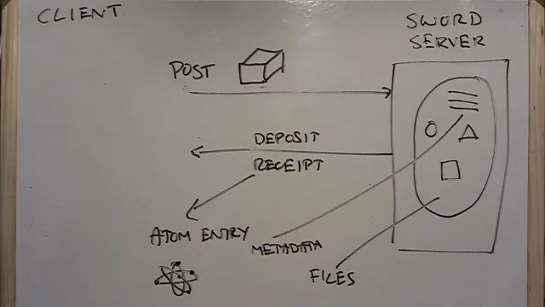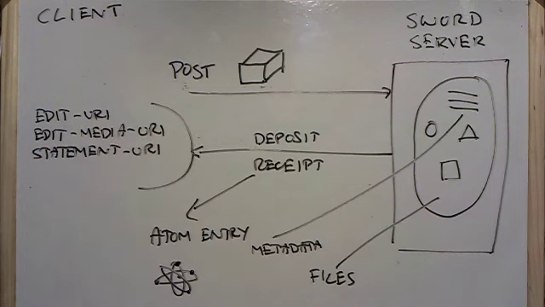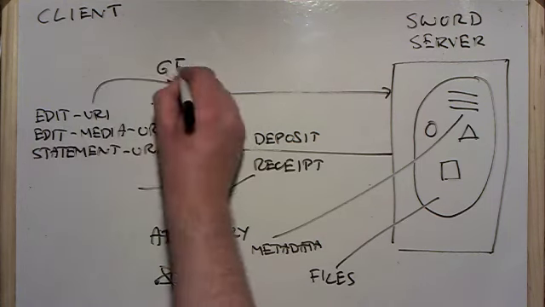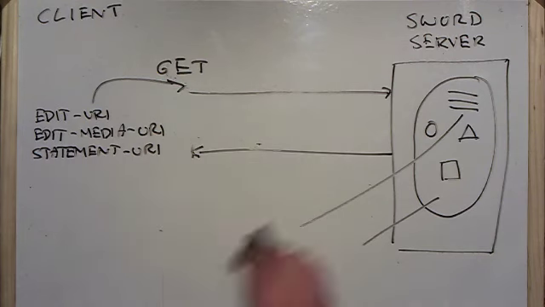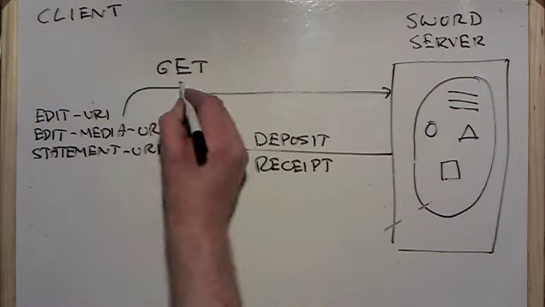Inside that atom entry, there are three URIs which are particularly useful. There's the edit URI, the edit media URI, and the statement URI. And these are the things we're going to use to interact with the server. So the first thing we can do is do a get on the edit URI, and that basically represents the container, and I get back the deposit receipt, which is what I previously was looking at.